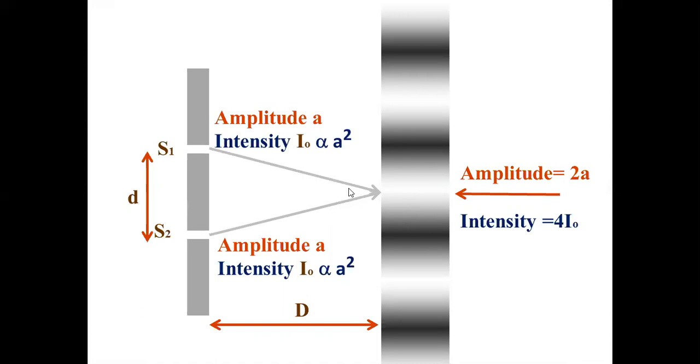So remember, if the intensity of the two interfering beams is I naught, the intensity of the central maximum is 4 I naught, not 2 I naught. If the amplitude of the two interfering beams is A, then the amplitude at the central bright fringe is 2A. Amplitude is 2A, but intensity is 4 I naught. What is I naught? I naught is the intensity of each wave. And A is the amplitude of each wave.